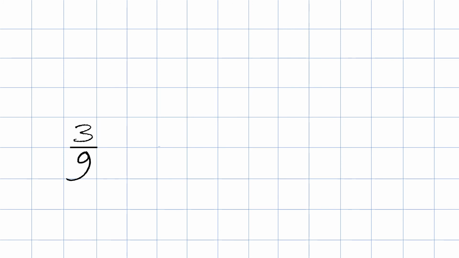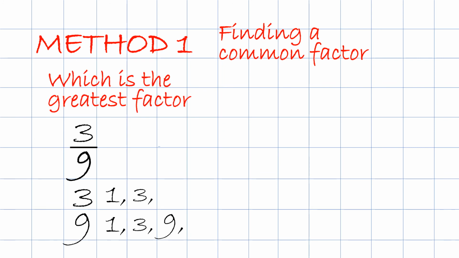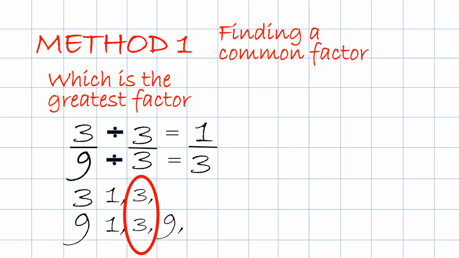Here's another example where we have 3/9. And we're going to do method 1, finding the common factor, and we're just going to do it manually. So once again, the common factors or the common divisors of 3 are 1 and 3. The common factors of 9 are 1, 3, and 9. And the greatest common divisor, the greatest common factor of both of these is the number 3. So back to our fraction, 3 divided by 3 will be 1. 9 divided by 3 will be 3. So the answer is 1/3.